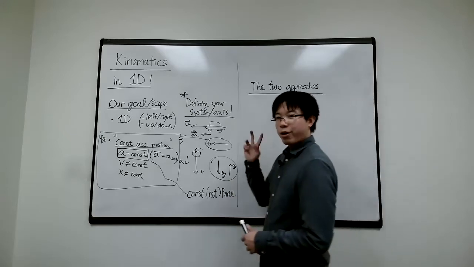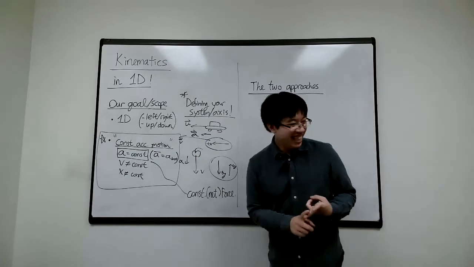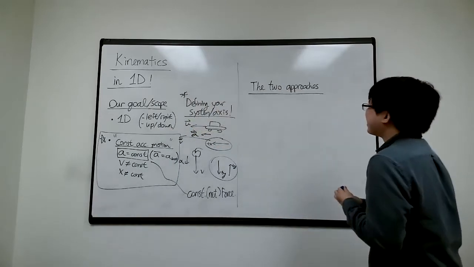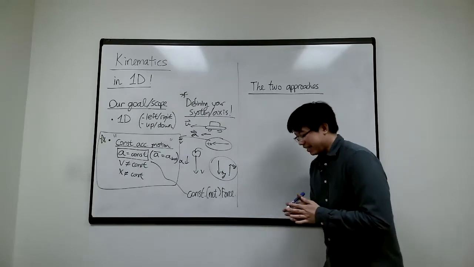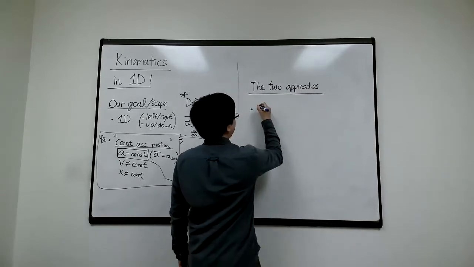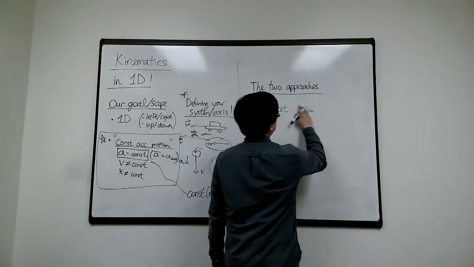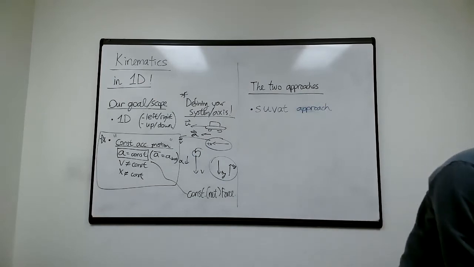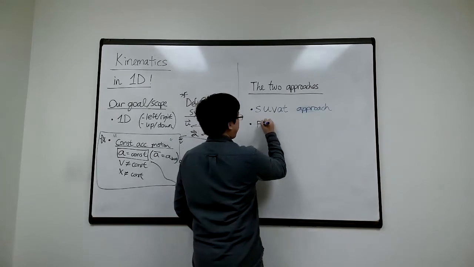Now there are two approaches to doing these types of problems. One is the easy approach, and the other is the harder one. A better way of saying it is, there's a sort of shortcut way, and then there's the formal way. The shortcut way is what's standardly called the SUVAT equations, or SUVAT approach. And the other one, I'll just call the formal approach.